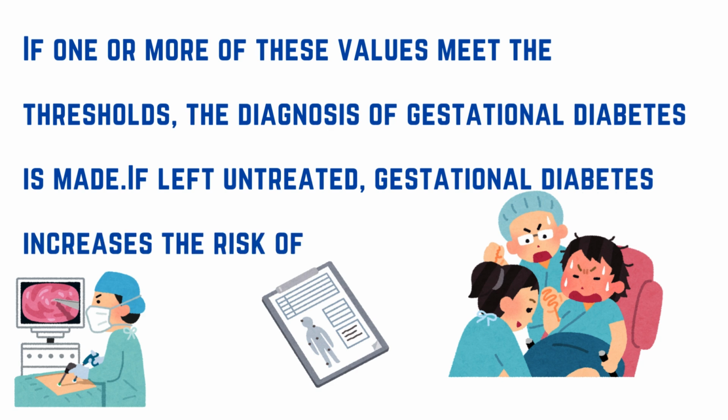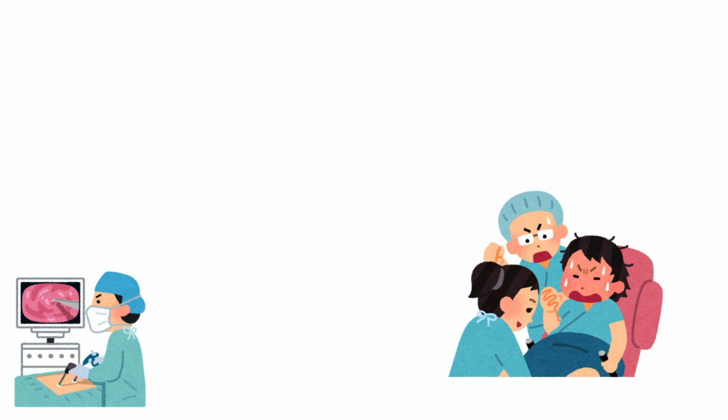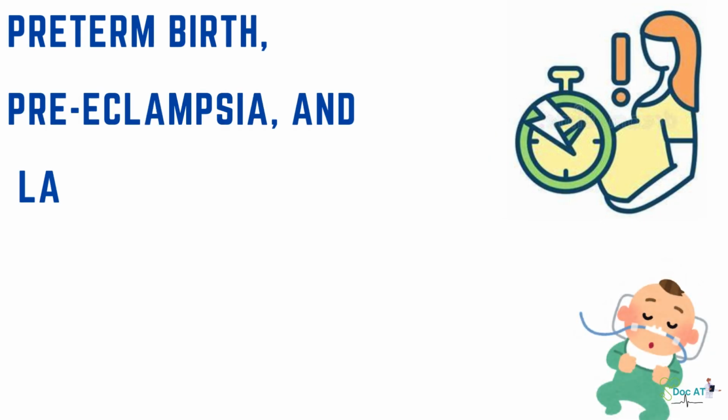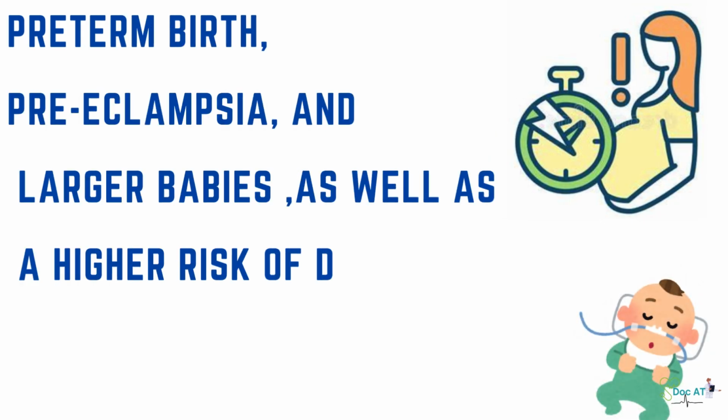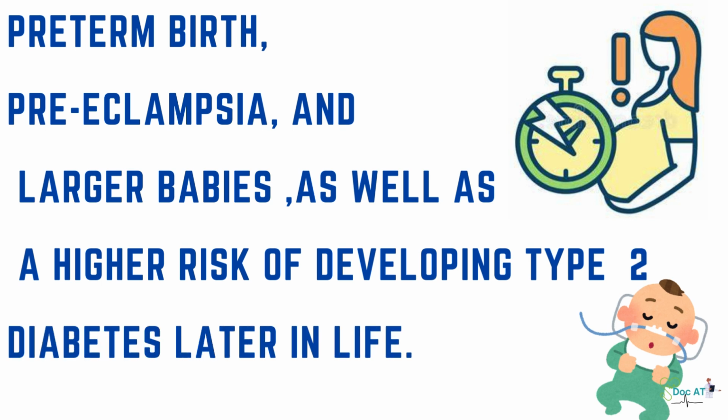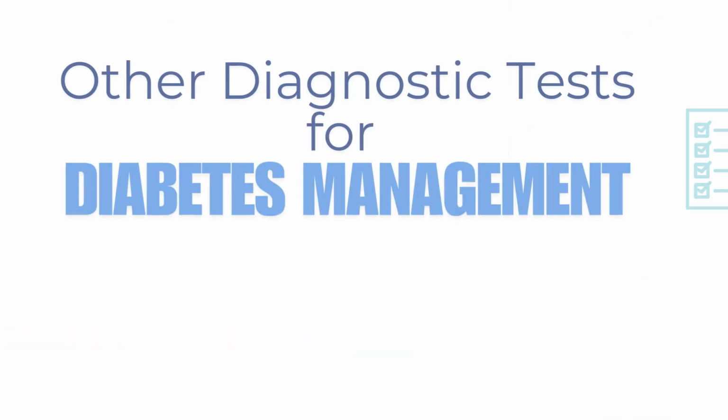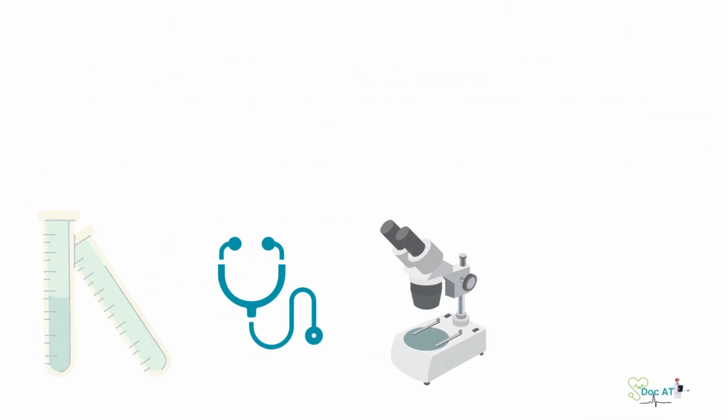If left untreated, gestational diabetes increases the risk of preterm birth, preeclampsia, and larger babies, as well as a higher risk of developing type 2 diabetes later in life. Other diagnostic tests for diabetes management.